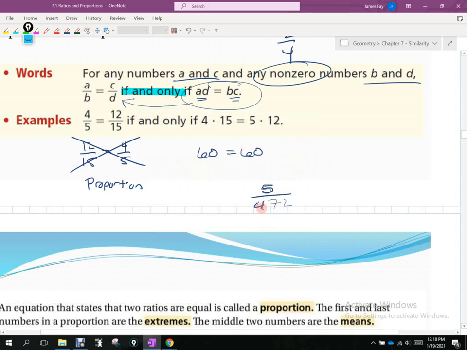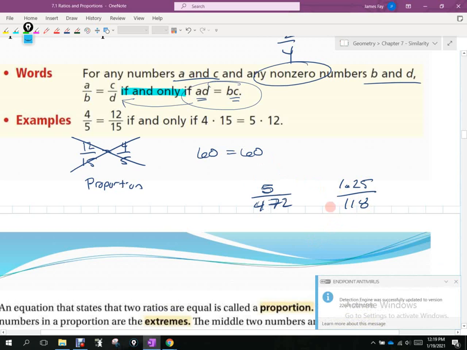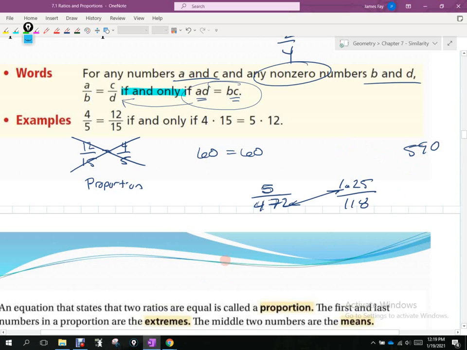We had 5 over 472, and that was when we changed things into inches, I believe. We also then had 1.25 over 118, and that was when we changed things into feet. If I want to see if those are equal, all I have to do is take those two numbers and multiply them together. So 472 times 1.25 gives me 590. What am I going to get when I take 5 times 118?